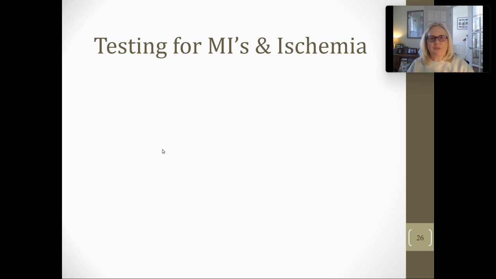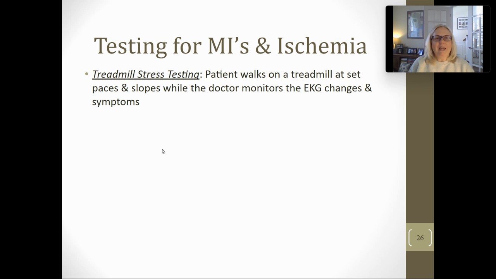All right, so how do we test for MIs and ischemia? How do we know for sure? We take an EKG and then is that it? No, we go further. Okay, so we have what's called a treadmill stress test. I do have the treadmill in my classroom, and this is one part of my job that I do quite a lot. Actually, a patient will walk on a treadmill. It is set for a specific program at certain paces and slopes, so angles, right? And we're monitoring their EKG changes, any symptoms they have, their blood pressure. And every 3 minutes goes a little higher, a little faster. It's a maximal effort test. They want people to go as long as they can.